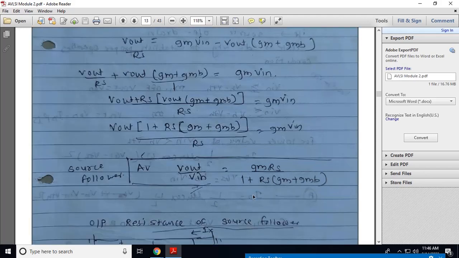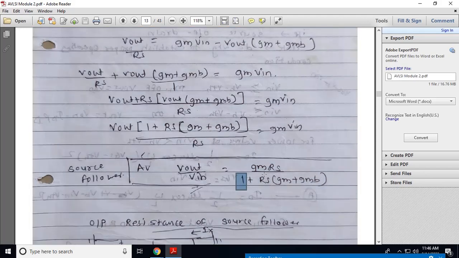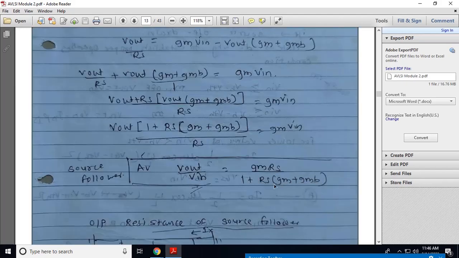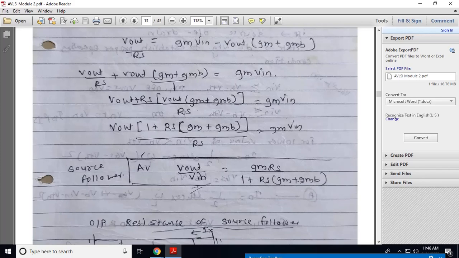Okay, now see, as compared to 1, this product is very large, so you can neglect the 1. So the remaining term is RS into GM plus GMB. As compared to GMB, the transconductance GM is high, so you can neglect the GMB. So it will become GM into RS divided by GM into RS. So that is 1. So voltage gain of source follower is equal to 1.